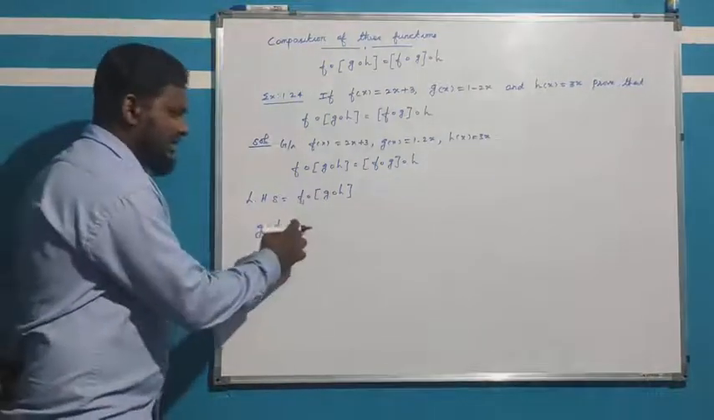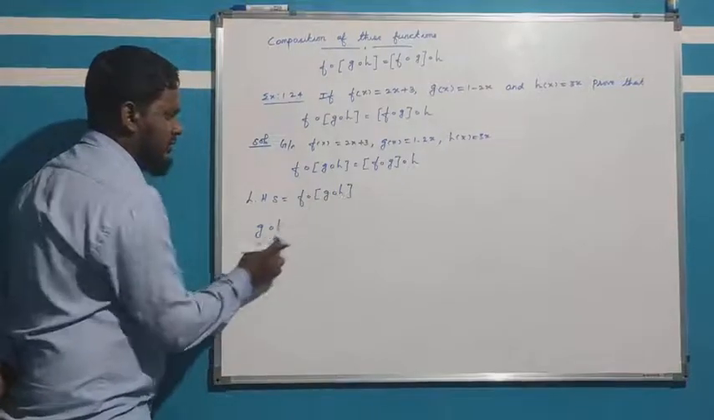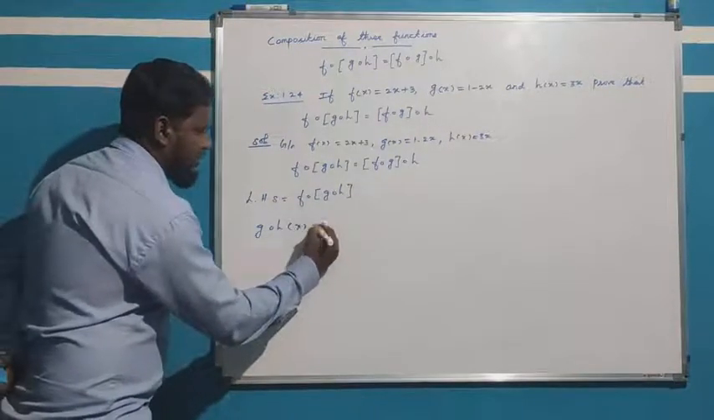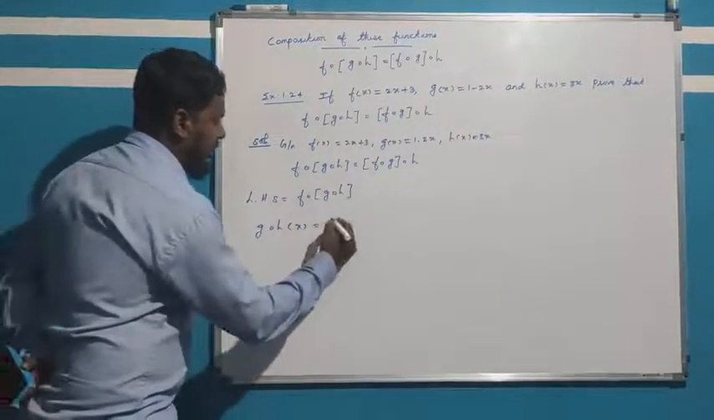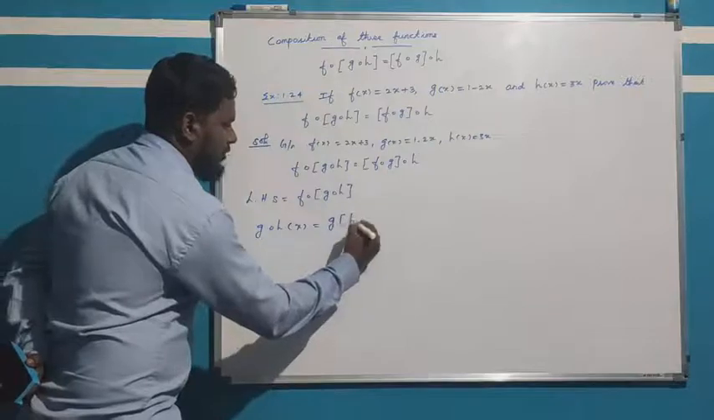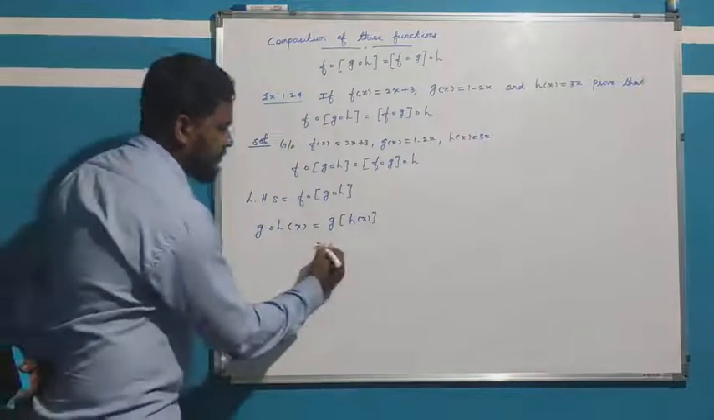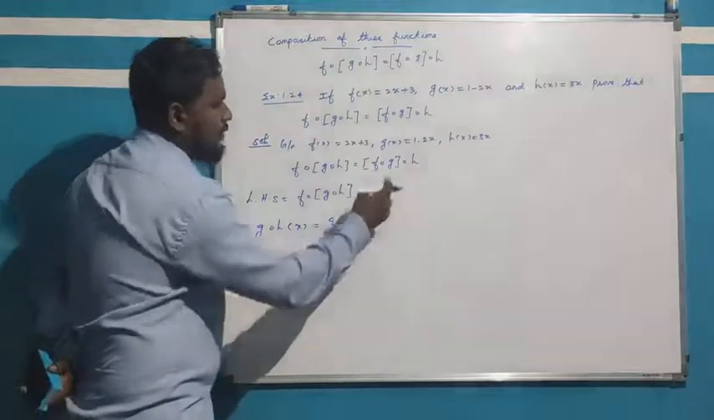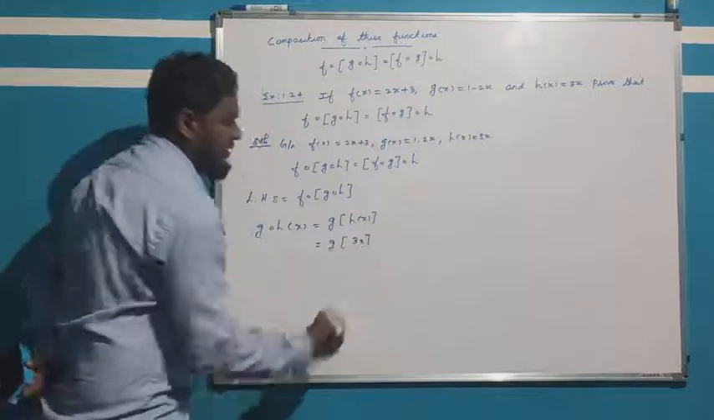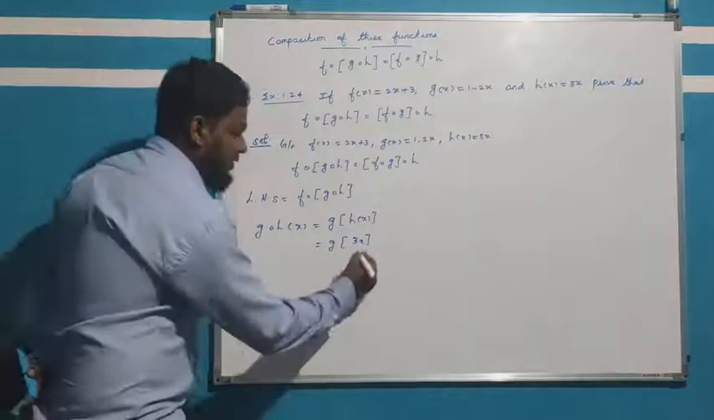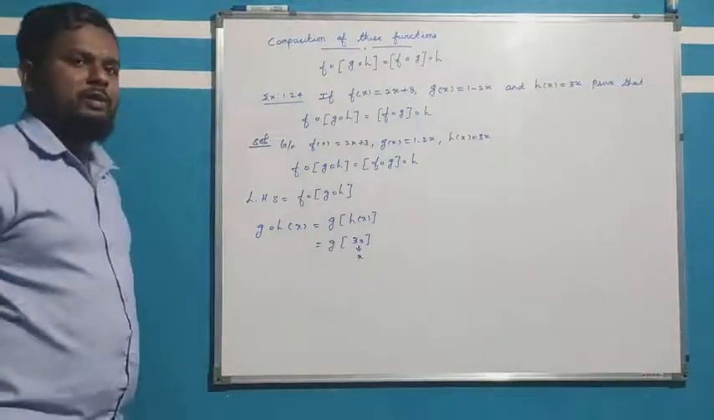Imagine x there. g composite h means (g composite h) of x, which is g of h of x. So g of what? What is h of x? It is 3x. So 3x is the value we consider as x.